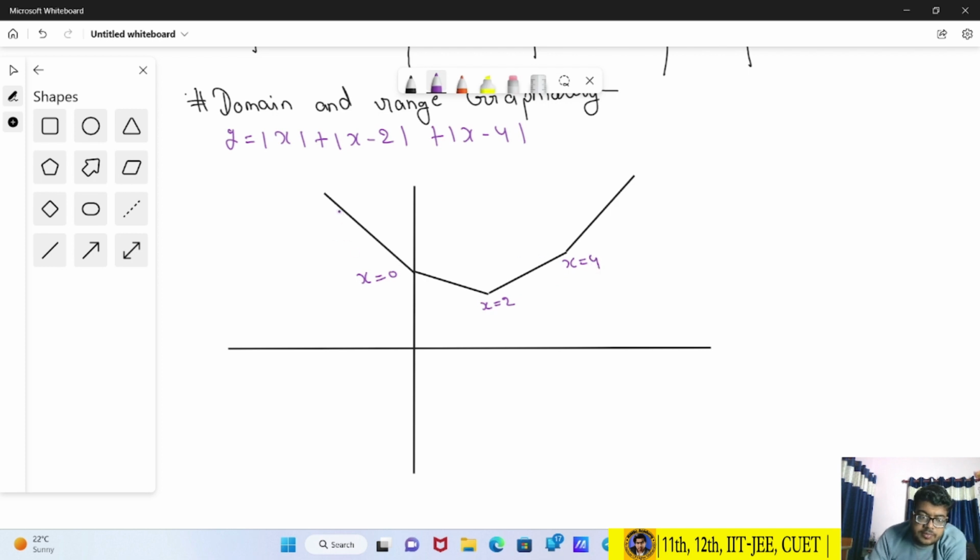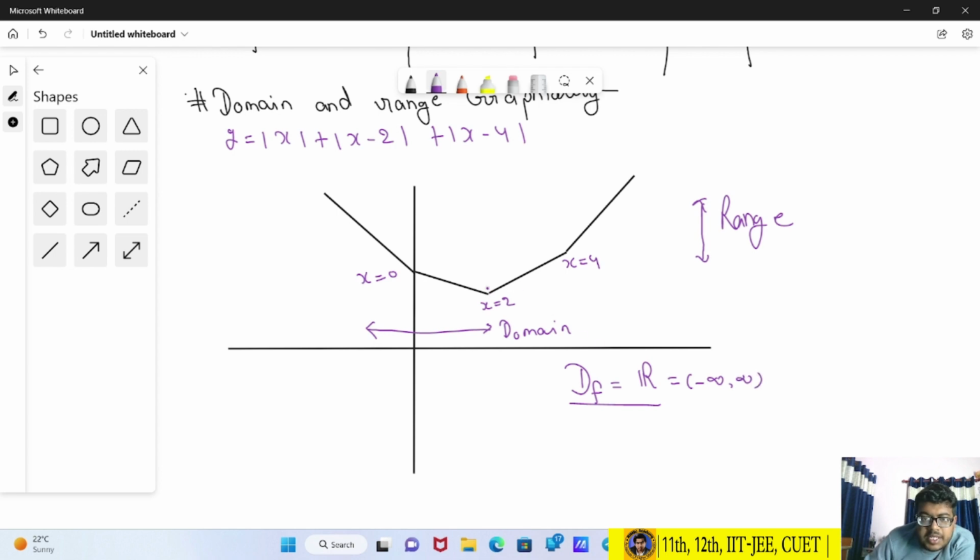Now we find the domain. If the graph goes like this and this, this is the domain. And if the graph goes like this, this is the range. Here the graph goes from minus infinite to plus infinite, so the domain of f is equal to R, real numbers, minus infinite to plus infinite.